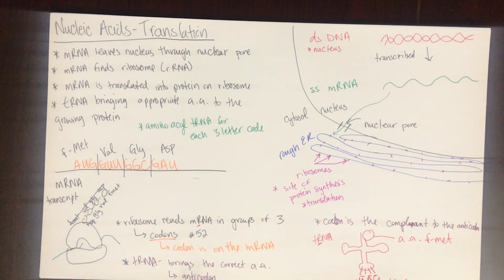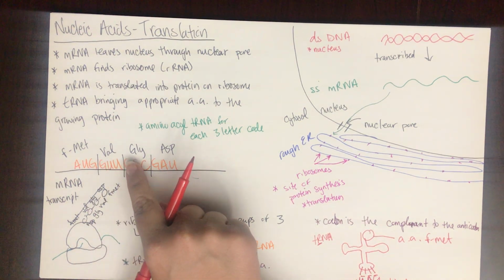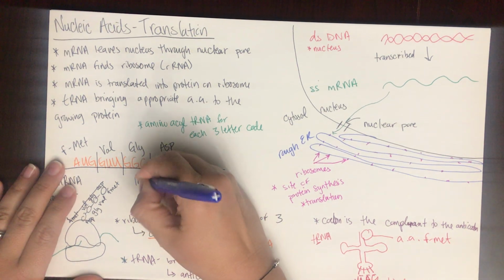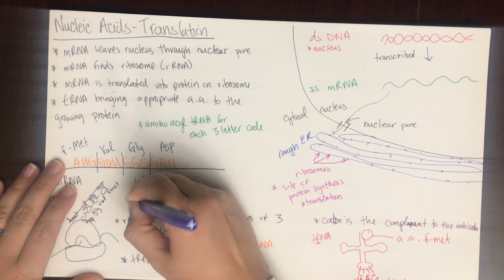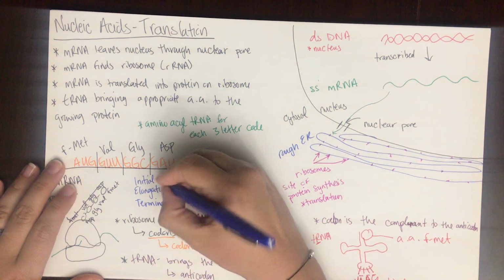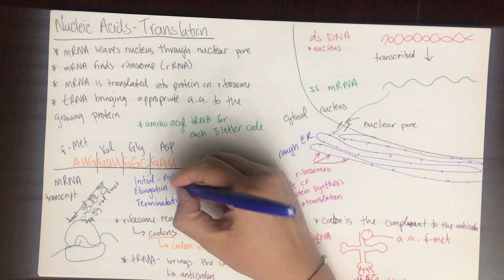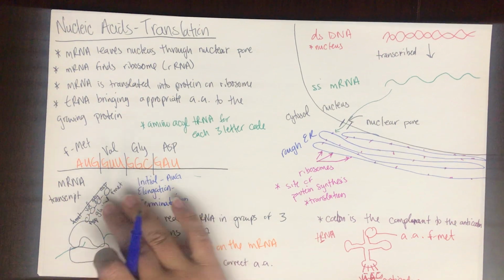So translation also has 3 stages like transcription. Initiation, which is the FMET, is always the first residue. Elongation, which this process will continue. So there's initiation, elongation, and termination. So initiation, this is the AUG, FMET. Elongation goes along, and this grows one by one.